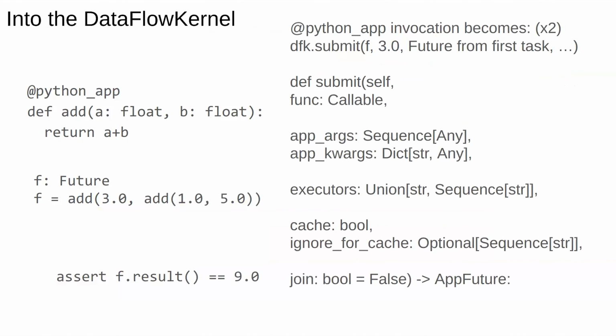So when a user makes a call like add, this is going to turn into basically a function call on the data flow kernel. That's the core task management bit of Parsl. And it's going to turn into this submit call where we say, all right, the user wants to call this function. Here are the args. Here's some other options like caching and whatever. Here's the executor we want to run it on. And so this is really a syntax translation from this function call syntax into something that looks like a submit call.